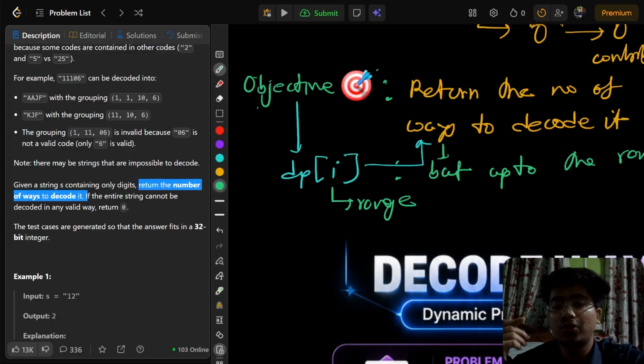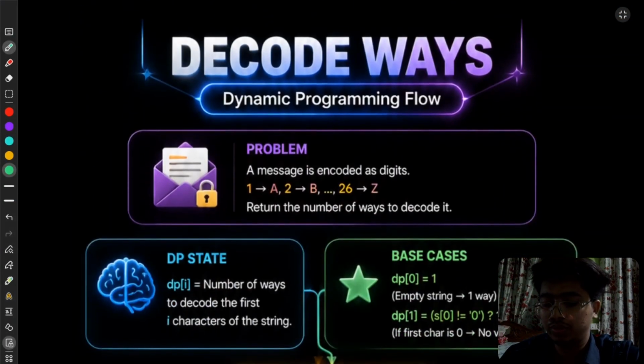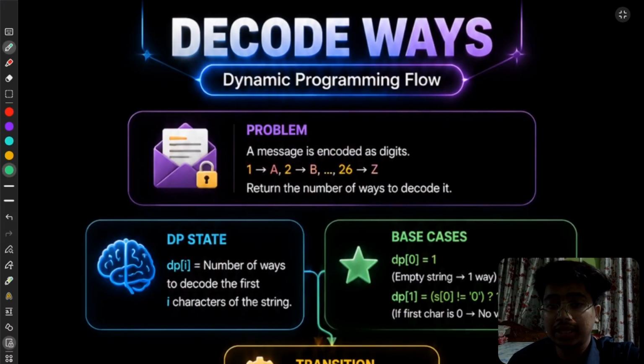Okay, I tried making you understand it. Now we will be observing through a visual the entire flow diagram, how we can construct it very easily, and then we'll be moving toward the code portions. Let me slide it. Okay, so let's notice it from the beginning through this visual. So we are discussing the Decode Ways problem, dynamic programming flow.